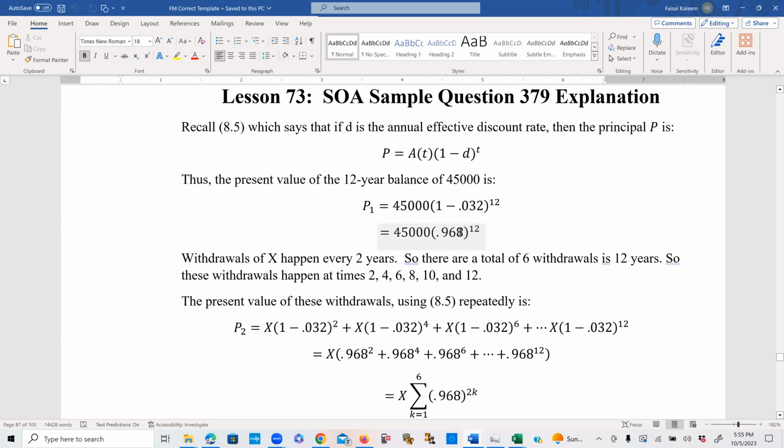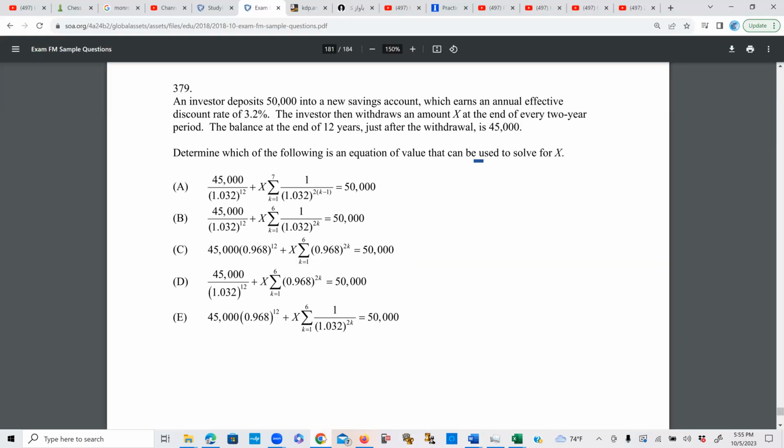We don't need to evaluate it, because we are leaving things in this form. If you look at the answer choices, there is a choice of 45,000 times 0.968 to the 12. So at this point, we can be pretty sure that it's either going to be choice C or choice E.